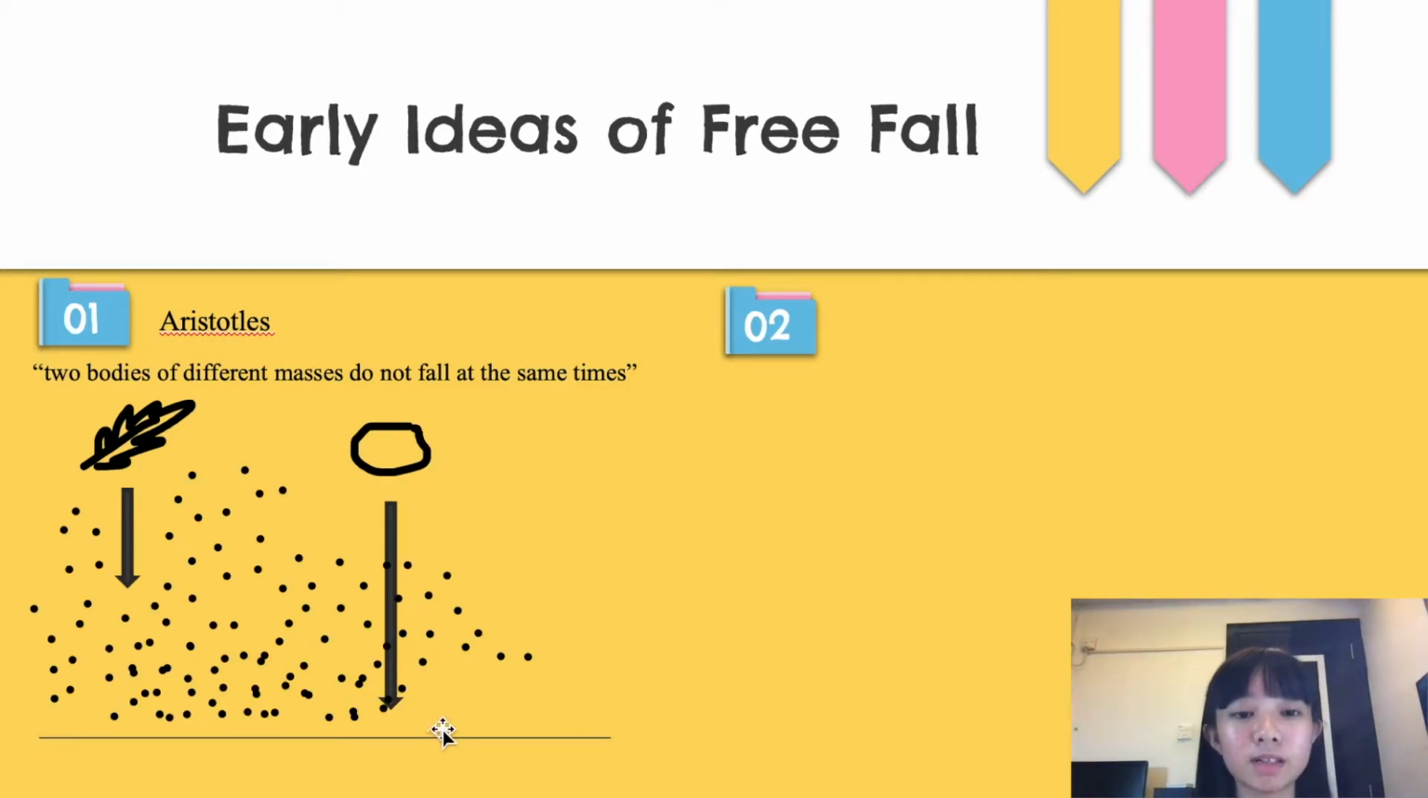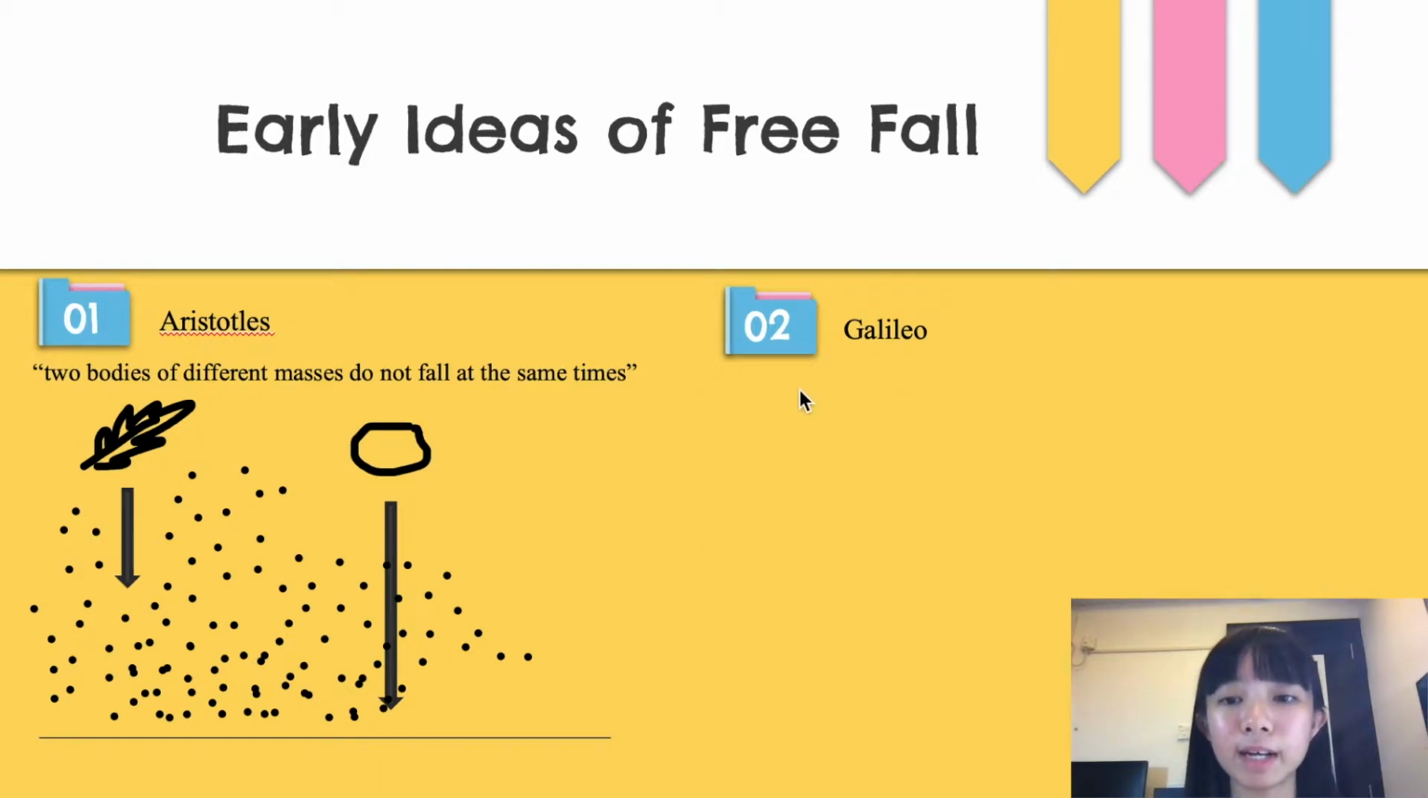Why? Because here there is something called air resistance, which I represent using the dots, and the rock has a heavier mass compared to the feather. Therefore, the lesser the mass is, the more the force of the air resistance will slow down the object as it falls. This is why the rock will touch the ground first instead of the feather.